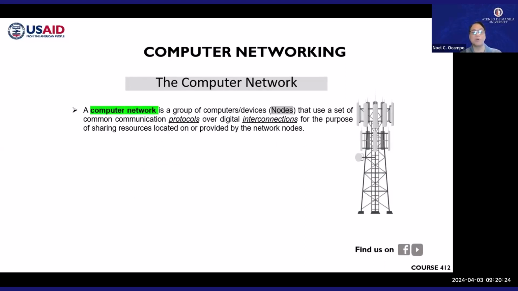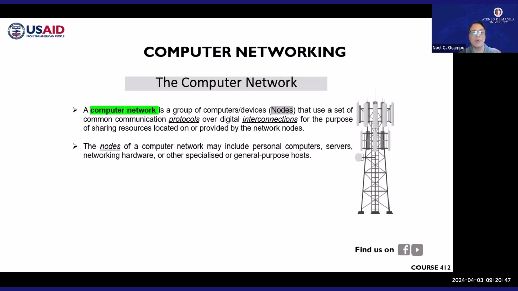So what is a computer network? It is a group of computers or nodes that have a common set of communication protocols, and they are digitally interconnected for the purpose of sharing resources and providing other services to the network nodes. The nodes of the computer network may include personal computers, servers, other network hardware, and other general purpose hosts.